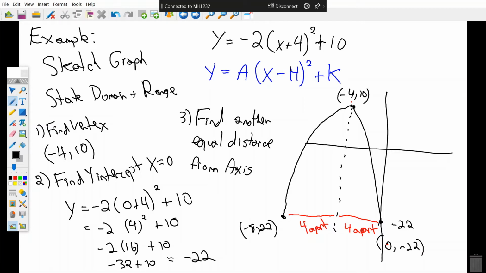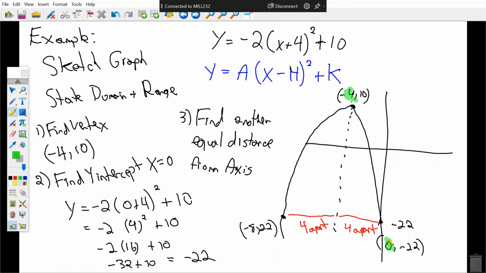How did you find out that there's 4 apart? Well, because I just looked at the x values. The x value in here, right? The middle is negative 4. This one here at the y-intercept is 0. So to get from 0 to negative 4 is 4 steps, right? Negative 1, negative 2, negative 3, negative 4. Then we just have to go 4 more steps to find the mirror image on the other side. You'll see, we're going to do another example in a minute, and you'll get another chance to practice that. And then we're done, okay?